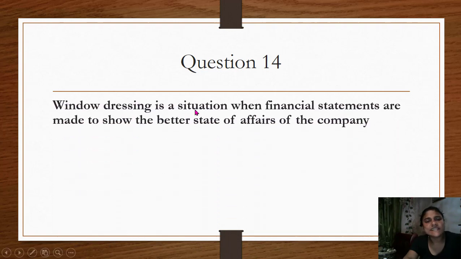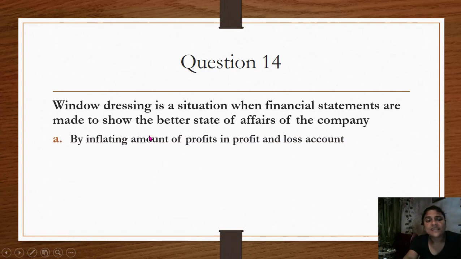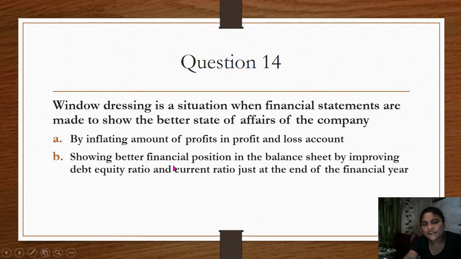Question 14. Window dressing is a situation when the financial statements are made to show a better state of affairs of the company. A: by inflating the amount of profit in the profit and loss account. B: showing better financial position in the balance sheet by improving debt equity and the current ratio just at the end of the financial year. Both of the above are ways of window dressing, or none of these two are the ways used by the firm for window dressing a financial situation.